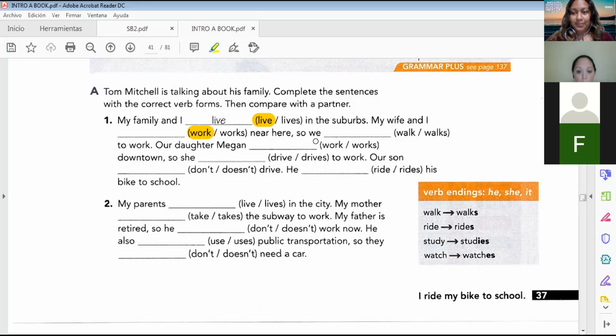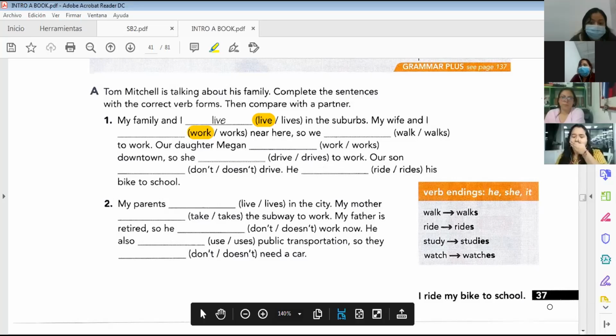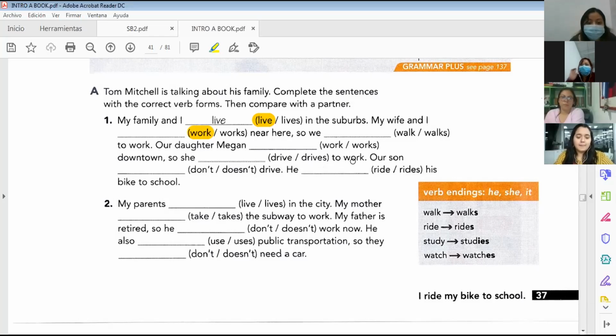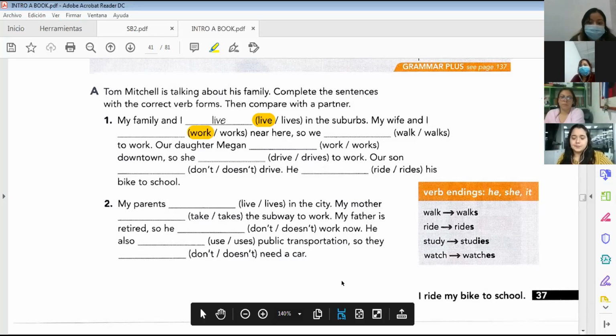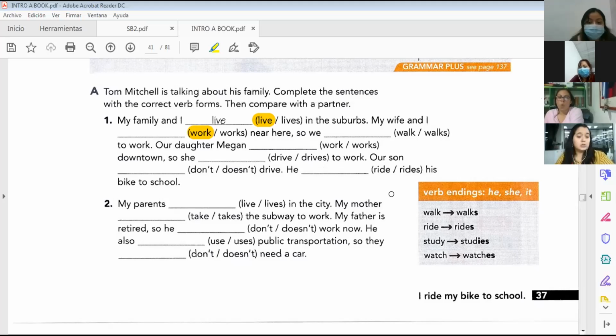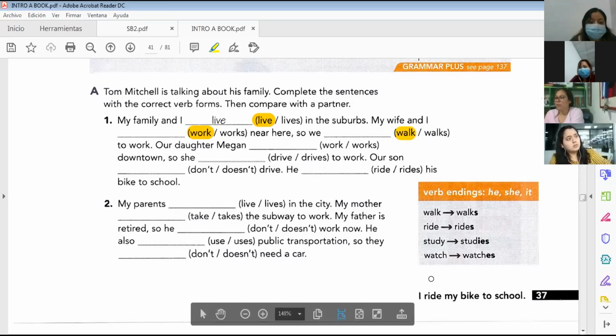Oscar, so we. Okay, I think Oscar can't hear me. All right, let's see. Carla, so we. So we walk to work. Okay, walk, we know S, but the pronunciation is like W-O-K, walk. All right, one more time. So we walk to work. Wonderful. Perfect. Carla, our daughter?